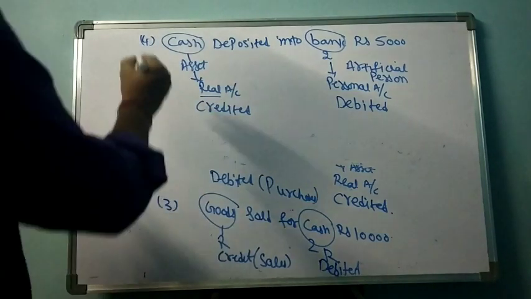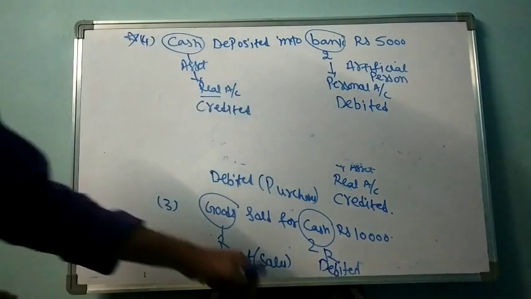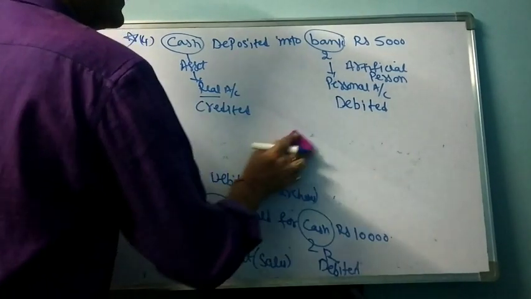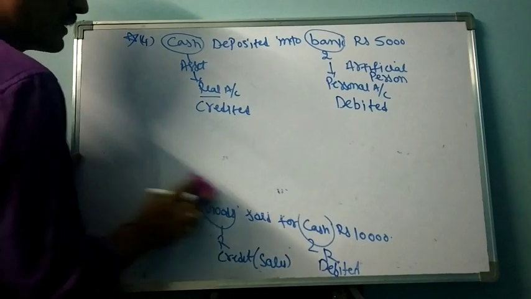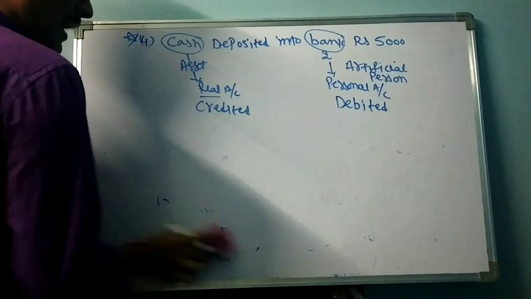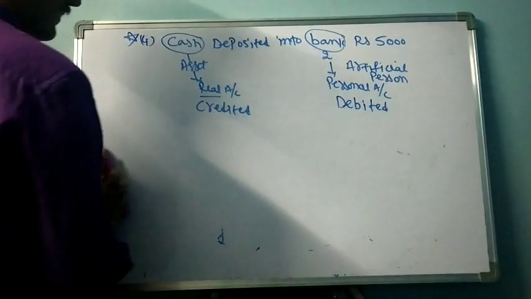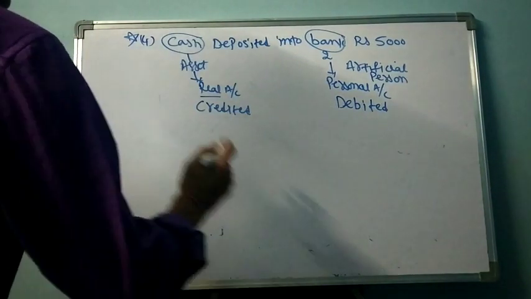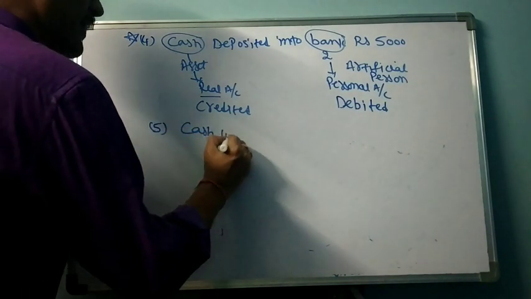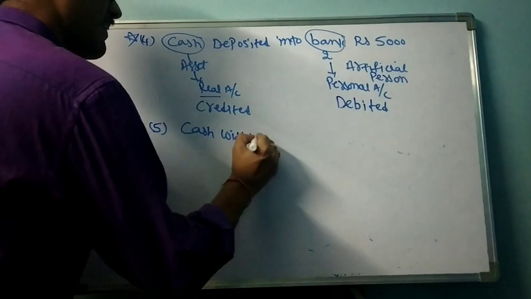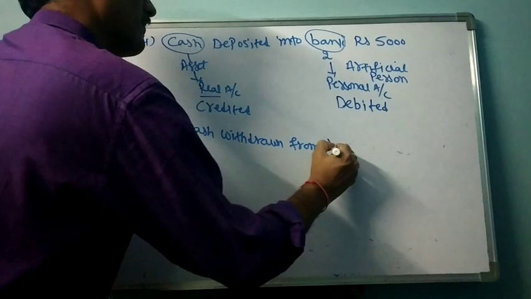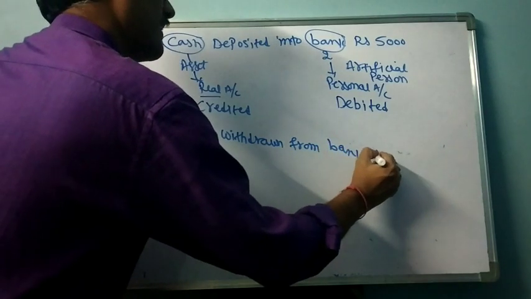This is a very important transaction which we come across in our daily life also. We will be depositing cash into bank, we will be withdrawing cash from bank. Now let us take an example of cash withdrawn from bank. This is the fifth illustration I am doing. Fifth example I am taking: cash withdrawn from bank, Rupees 9,000.